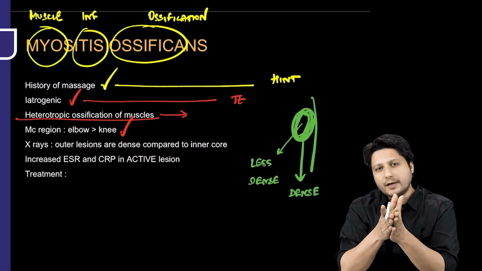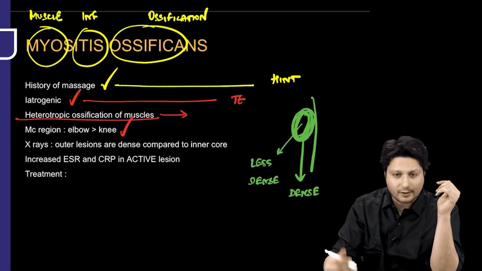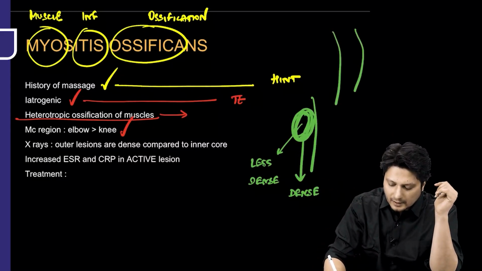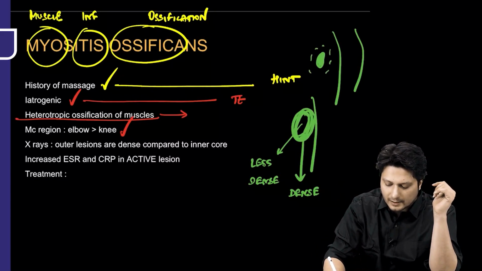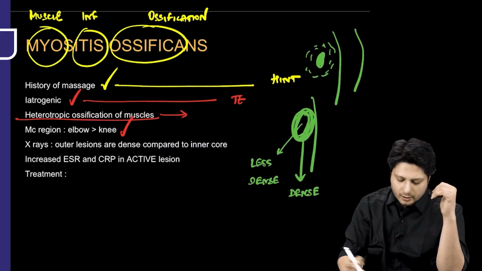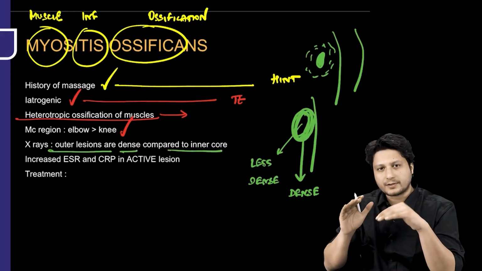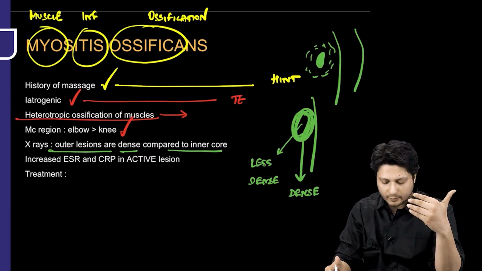Now, how is it differentiated from a tumor? In case of a malignant tumor like osteosarcoma, what happens? The core is more dense while the outer margins are relatively lytic. This is what happens in case of tumor. So this is what we came to know about the X-ray.